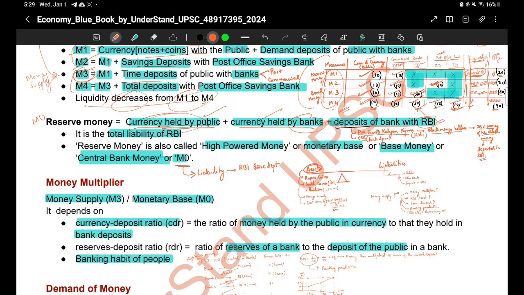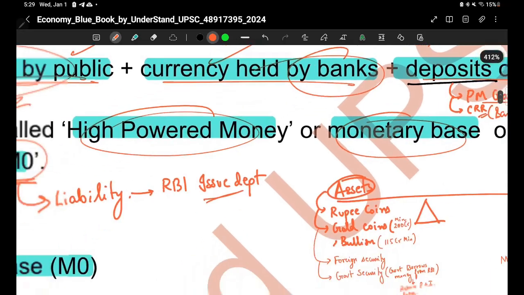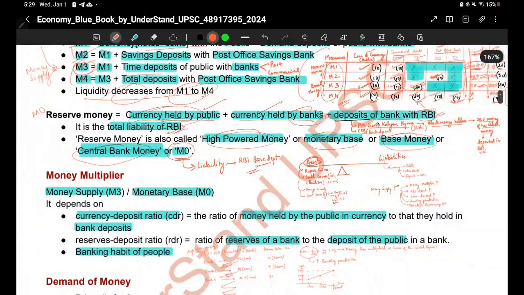Okay, it is the total liability of the RBI. RBI has to give this money. It has obligation to give away this money. Reserve money is also called as high-powered money, or monetary base, or base money, or central bank money, or M0. So it is a liability on the RBI. RBI has an issue department, okay, who will issue the coins and currencies and all that. So it is a liability on them.